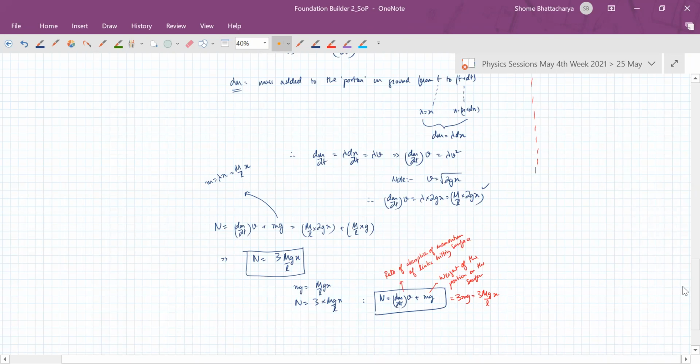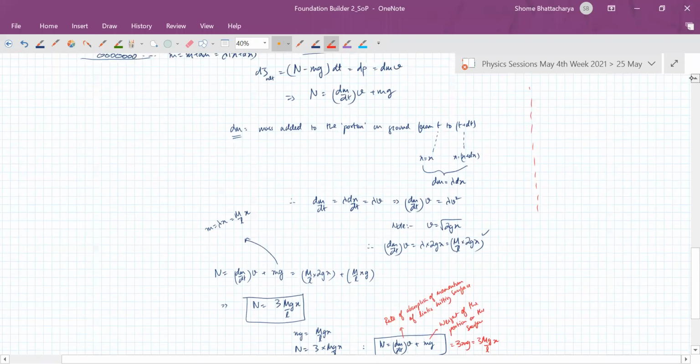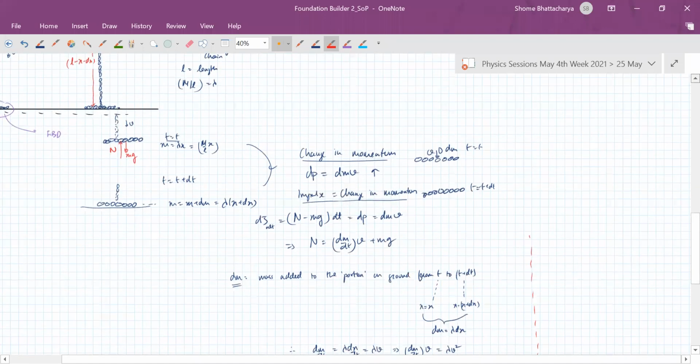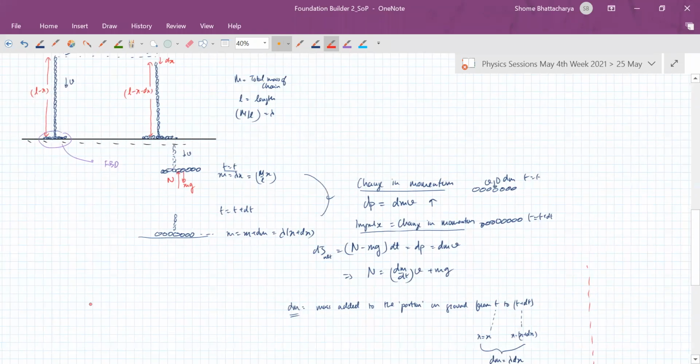Sir, could you just go up? Yeah, sure. This part? Sir, could you just re-explain that impulse part where you have written that N minus mg times dt? That one part. So, just what is our impulse momentum theorem in general?